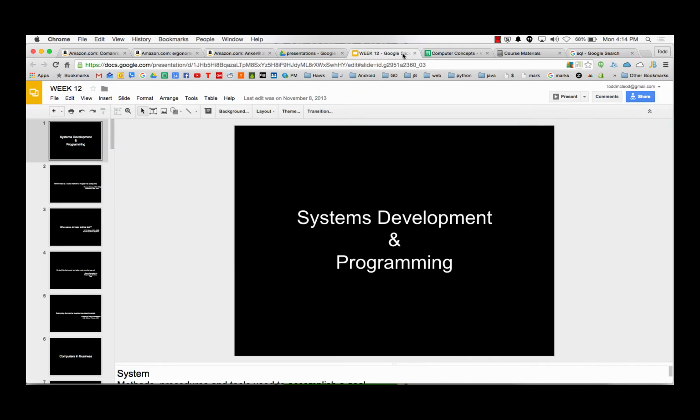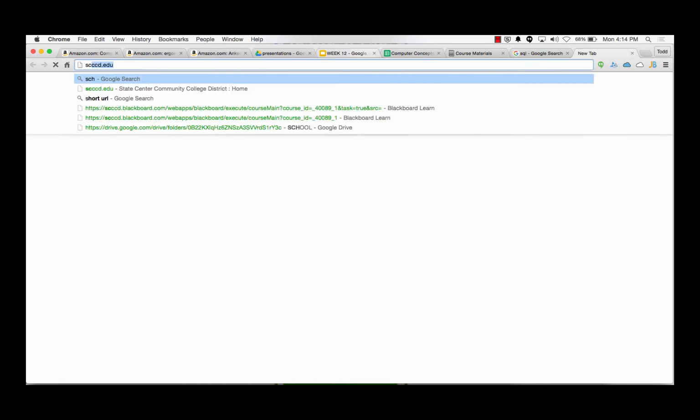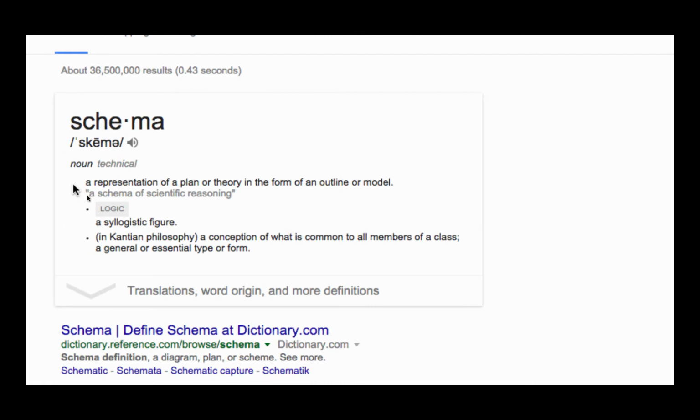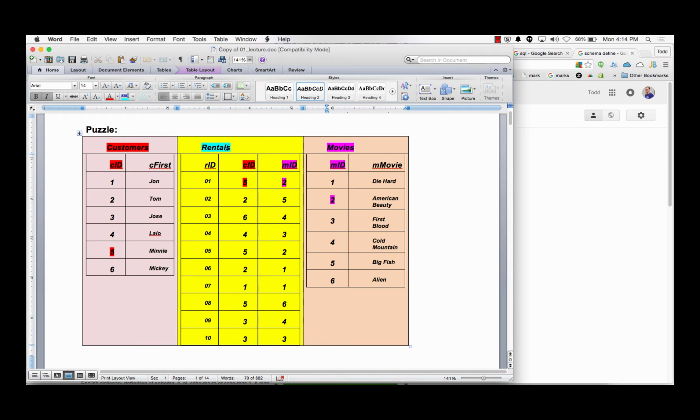A schema is like, you know, what does a schema mean? A representation of a plan or theory in the form of an outline or model. A conception of what is common to all members of a class, a general or essential type or form. So basically it's a plan, an outline, or a model. It's a way you have to use it. Relational databases have a schema, which means the people who make them say you have to use it in this way.